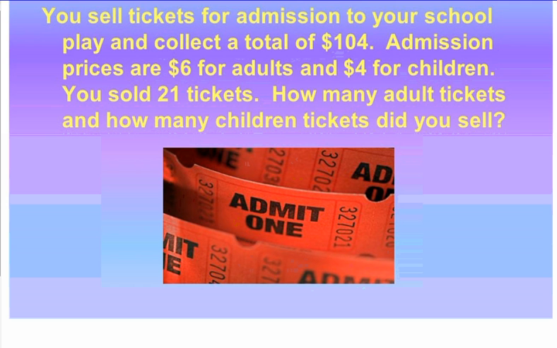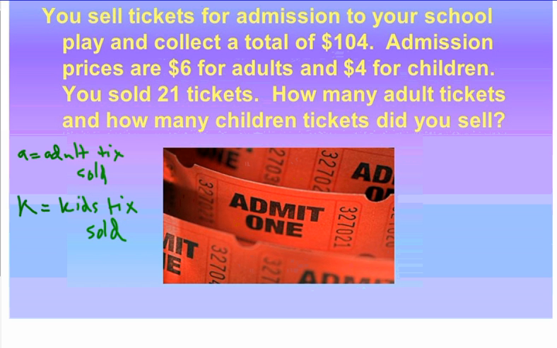But then let's just go back to our last one. You sell tickets for admission to your school play and collect a total of $104. Admission prices are $6 for adults and $4 for children. You sold 21 tickets. So let's say there's adult tickets. Those are our two things we don't know. Tickets sold. And K will be kids tickets, or children, whatever. Kids tickets sold.